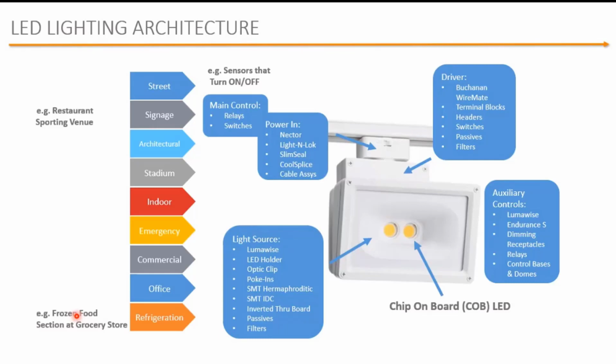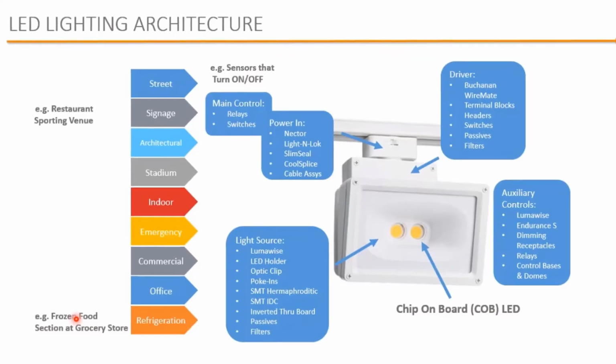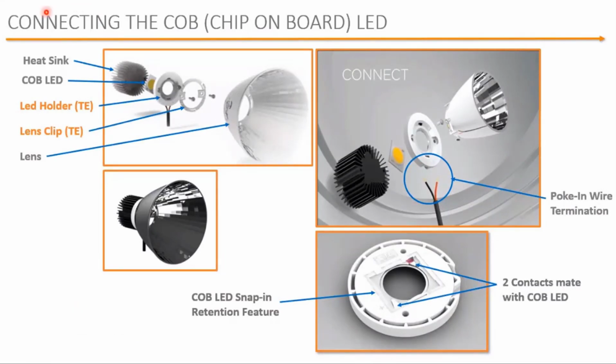For the actual LED, TE offers the LumaWise product family, LED holders, optical clips, and poke-in connectors to connect to your building wiring. We have passives that would find applications on the LED light as well. The top left image shows a heat sink, a chip-on-board LED, a lens holder, a lens clip that TE manufactures, and then a lens. TE doesn't manufacture or sell the heat sink, the chip-on-board LED, nor the lens.